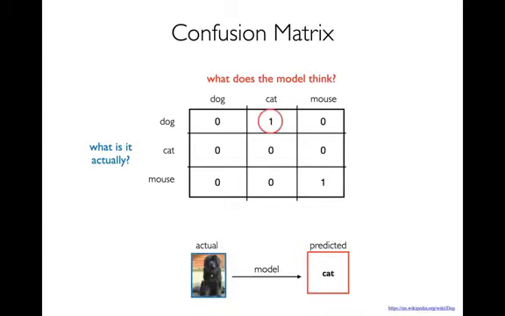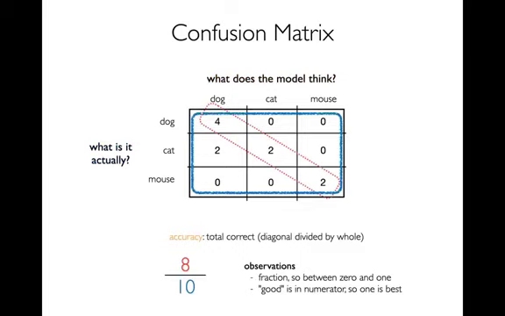If our model took a look at that picture, which is clearly a dog in need of some grooming, and it predicted it's a cat, then we go to the dog row because it's actually a dog, and the cat column because that's what was predicted, and increment that. And so we might do this over our whole data set, and we have a bunch of numbers there.